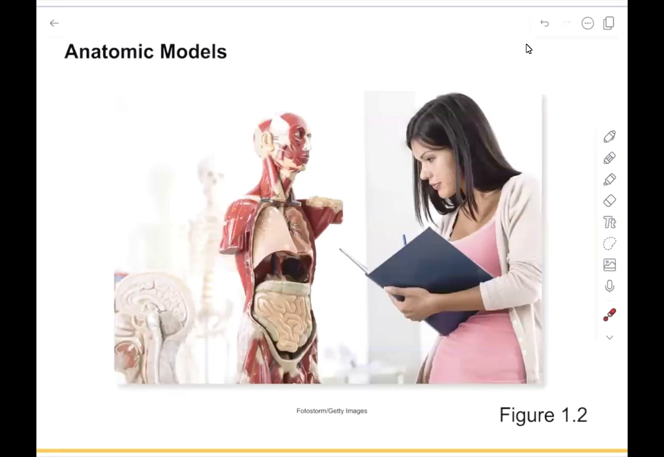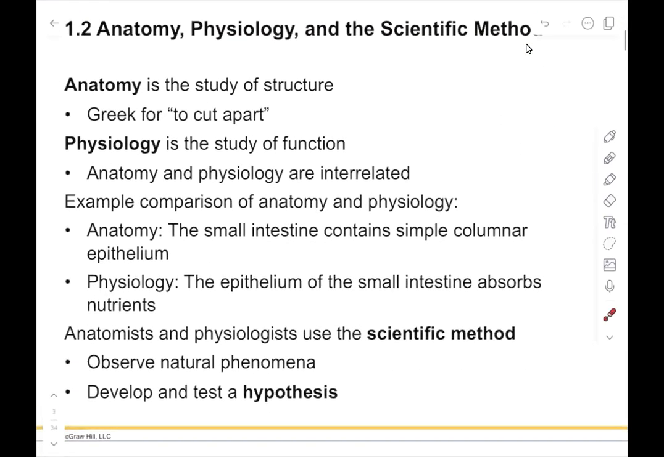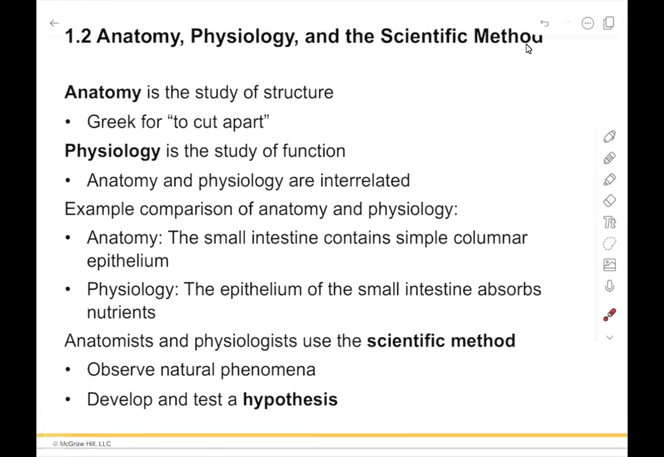So one thing that will be introduced in this chapter specifically is utilizing some directional terms and some planes. Our next slide is showing that anatomy is the study of structure. So it's what we see. And the Greek term for this is to cut apart. So that's how scientists first identified structures, was to cut them apart, cutting a cadaver apart, dissecting it like a medical student would do.